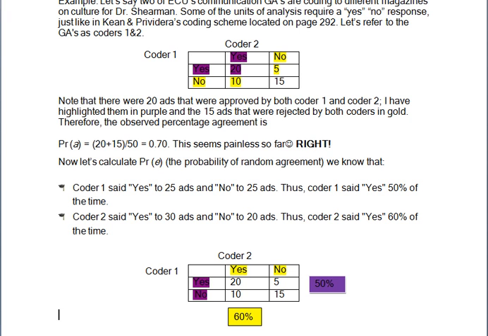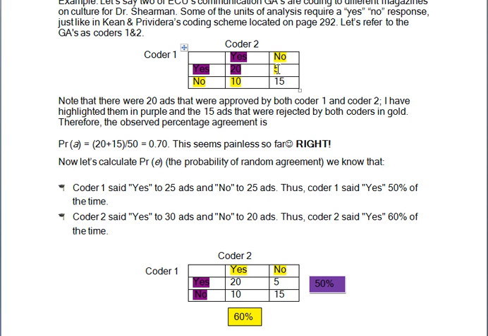Now let's take a look at how this actually looks. Let's go back to the 20 ads. Both were approved by coder 1 and 2, and they represent 20. Coder 1, 20; coder 2, 20. 15 ads were rejected by both coders, in gold. Coder 1, 10, and coder 2, 5, for a total of 15. Let's move on.